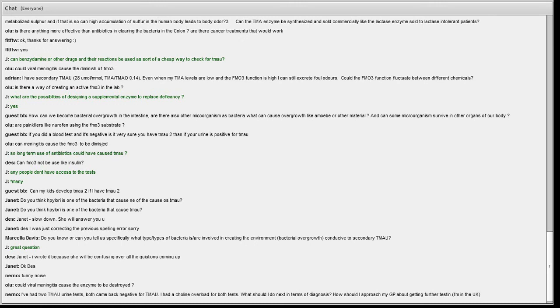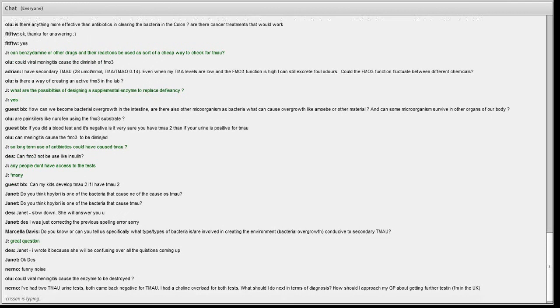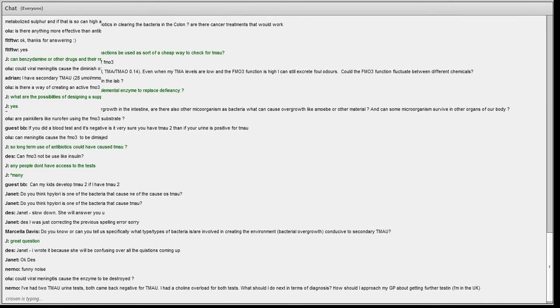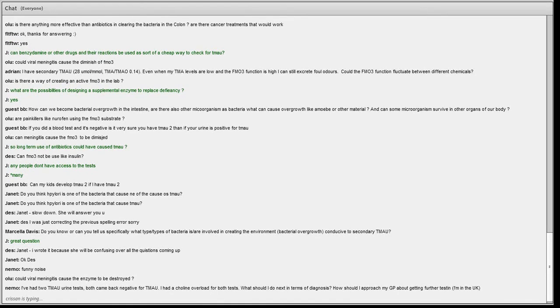We're not really sure what causes the bacterial overgrowth. We do know, for example, in obese people, their bacteria are different to someone who's thin. But there are not enough studies on trimethylaminuria patients to know how their bacteria might be different to someone who does not have trimethylaminuria.